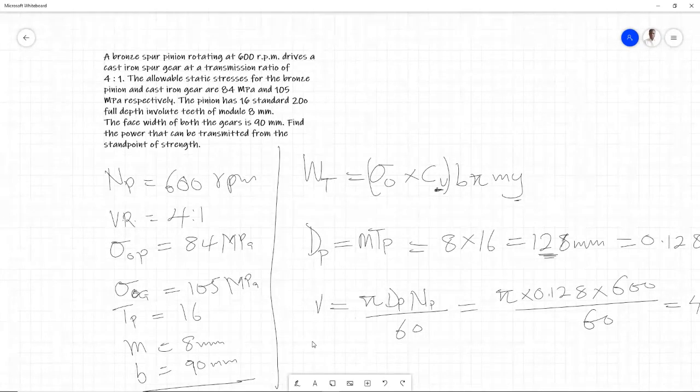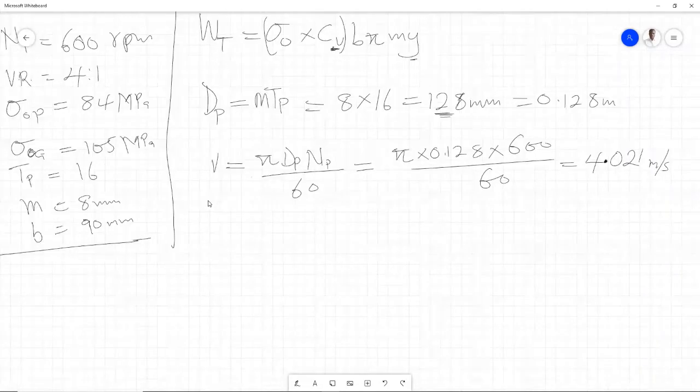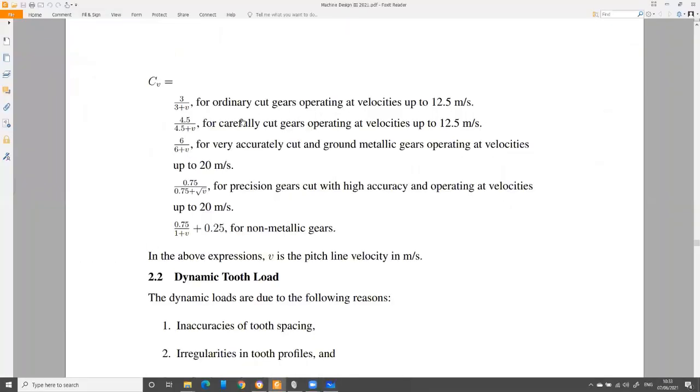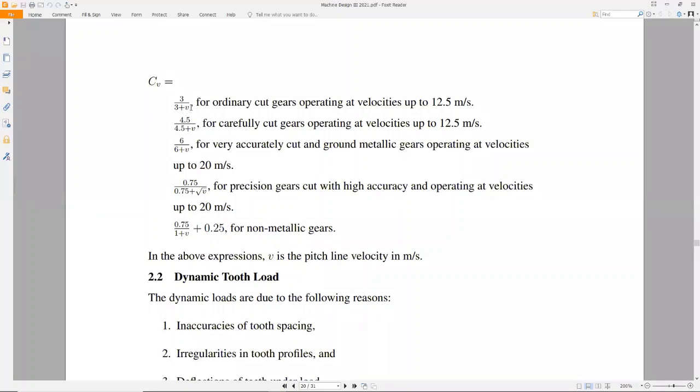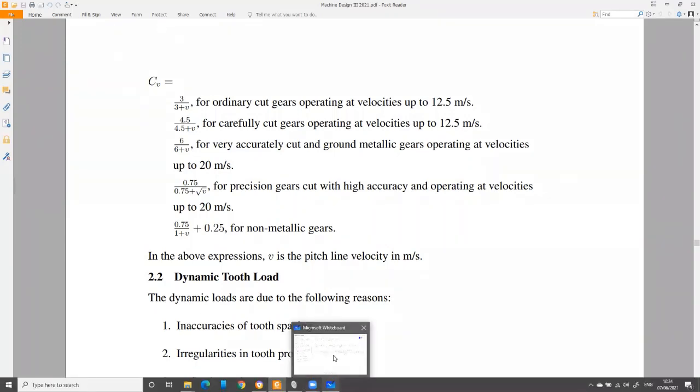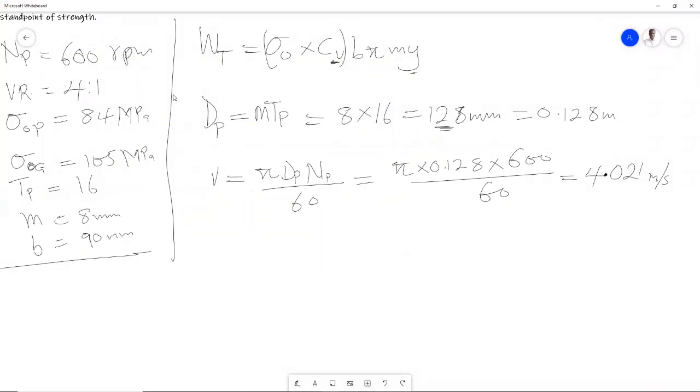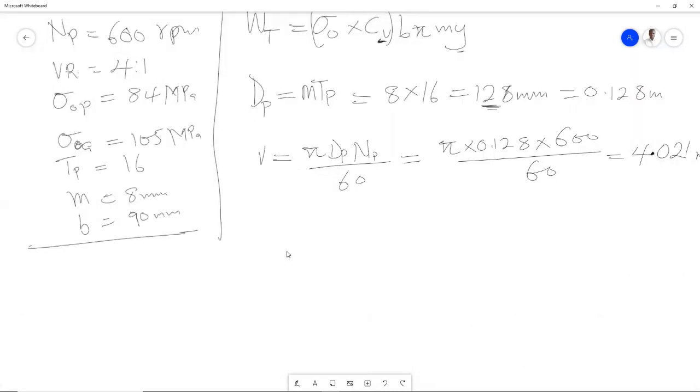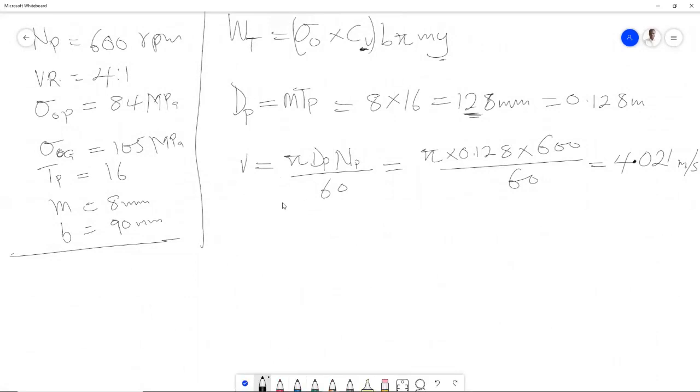So we don't know whether it's carefully cut or ordinary cut. So here, let's assume that it's ordinary cut. And then in that case, we'll select the first option for the velocity factor. If this is ordinary cut, the pitch line velocity we've calculated is less than 12.5. So in that case, our CV is equal to 3 divided by 3 plus V. And this will be equal to 3 divided by 3 plus 4.021. So if you calculate this, what answer do you get?